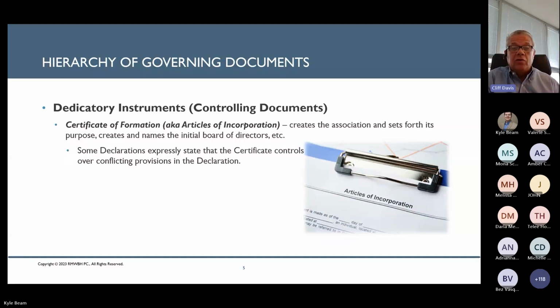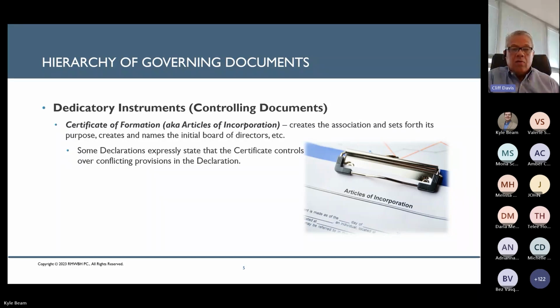If they are, you need to look to your declaration to see if it addresses, if there's a conflict between the two documents, which document will control. But it's somewhat rare that there's a conflict between the declaration and the Articles of Incorporation, now known as the Certificate of Formation. So really, those are the big three.